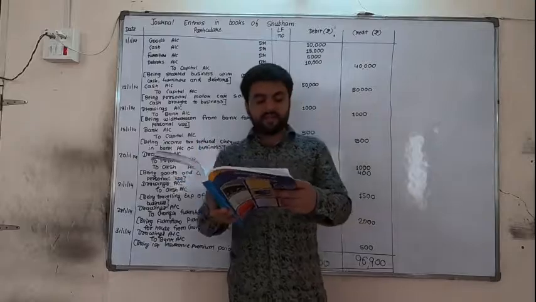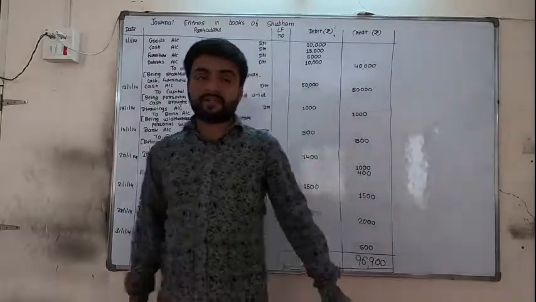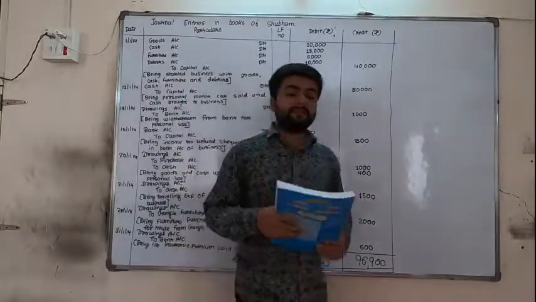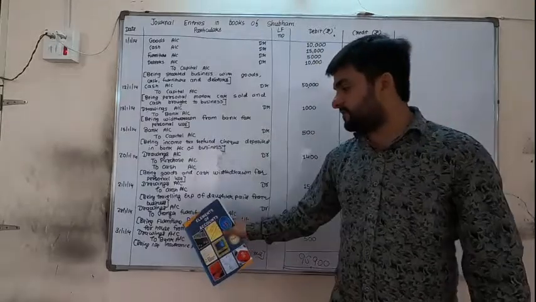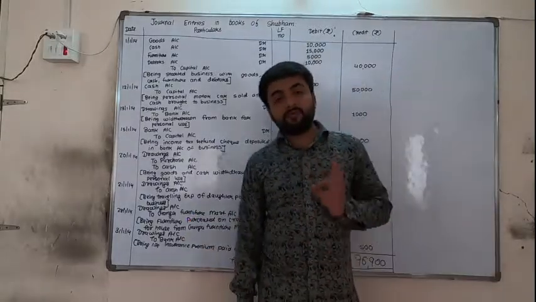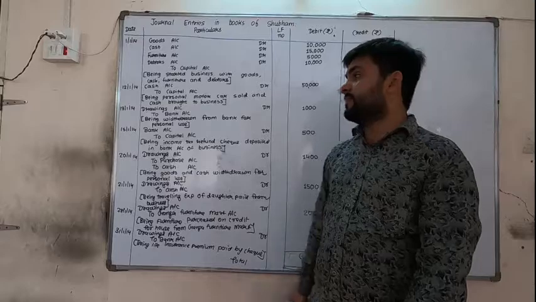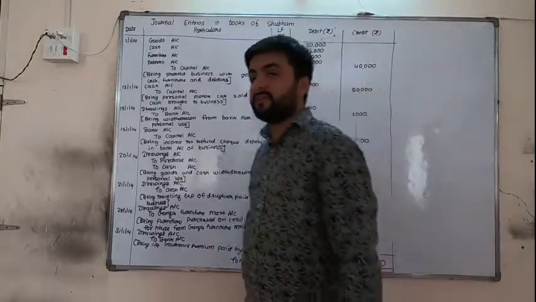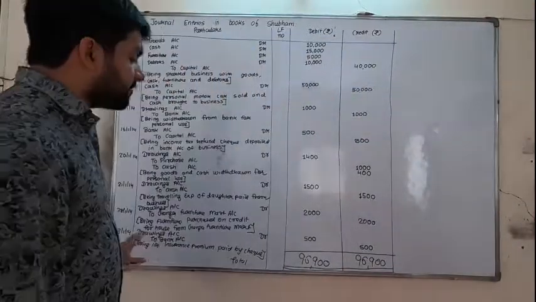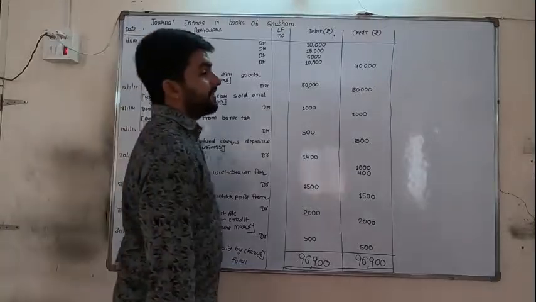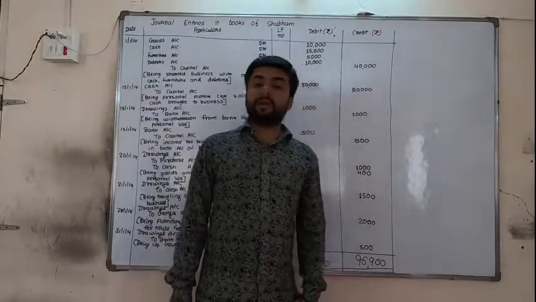And the last, life insurance premium is paid by check. Now life insurance premium is again a personal expense, so it is drawings. We are paying through bank, so bank is the giver, so bank should be credited. In this way we have written all the journal entries, made the total, and completed the question. Hope you all are understanding.